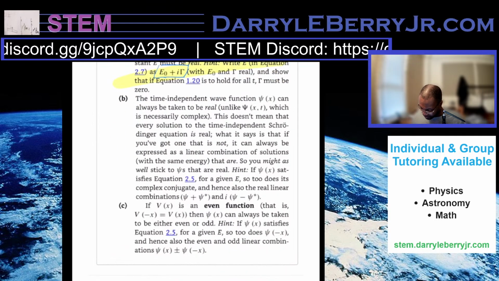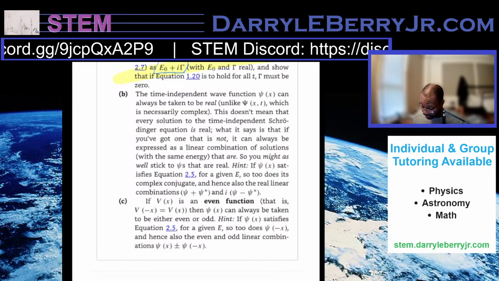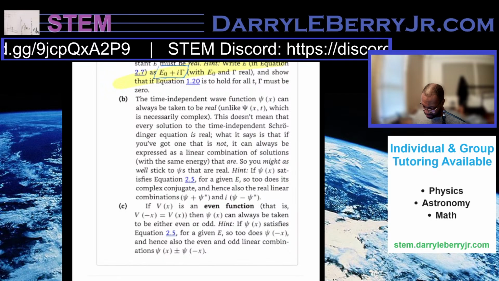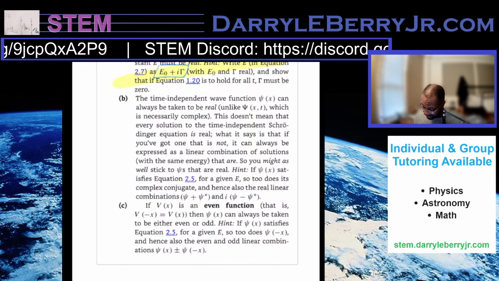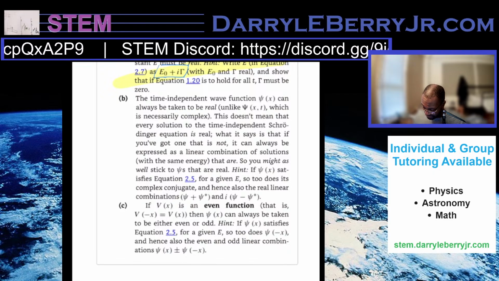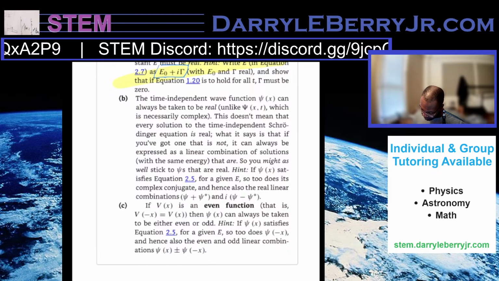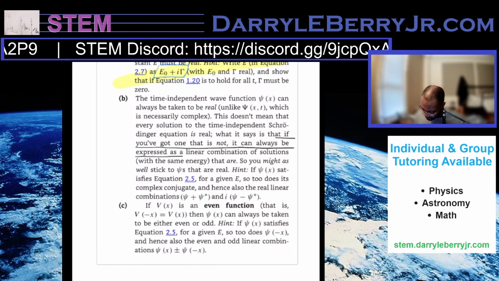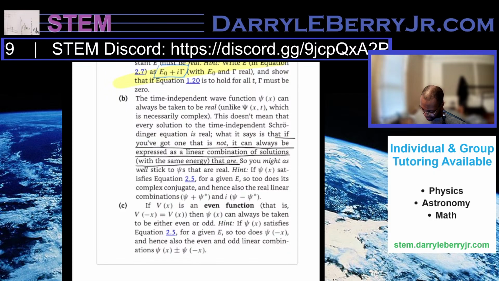But it says the time independent wave function psi of x can always be taken to be real, unlike psi of x and t, which is necessarily complex. This doesn't mean that every solution to the time independent Schrodinger equation is real. What it says is that if you've got one that is not real, it can always be expressed as a linear combination of solutions with the same energy that are. So if we have a solution to the Schrodinger equation that's not real, it can be expressed as a linear combination of solutions with the same energy that are real.